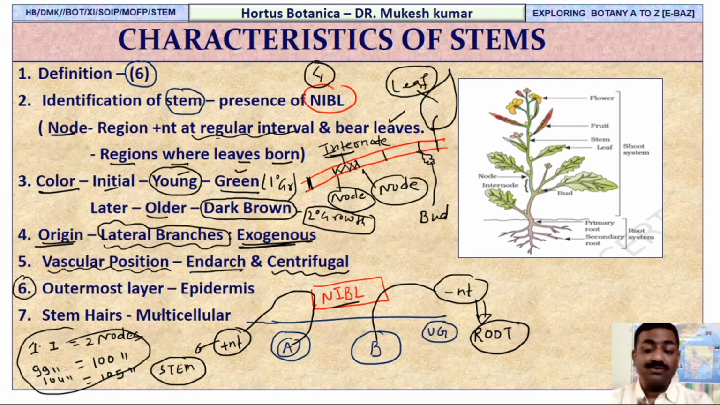What happened? The outermost layer of the root was epiblema, but here we have epidermis, and from that epidermis the appendages will be there, and that is called stem hairs. And these stem hairs are not unicellular, unlike root hairs. Remember, all the root hairs are unicellular, but here we are finding a multicellular and long-lived structure. These are the stem hairs we have.